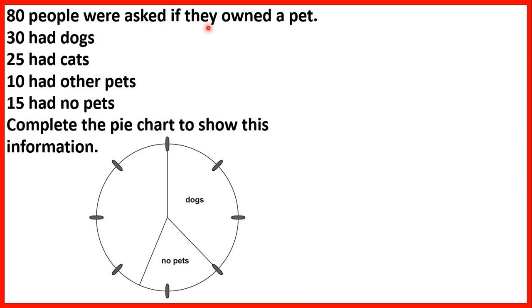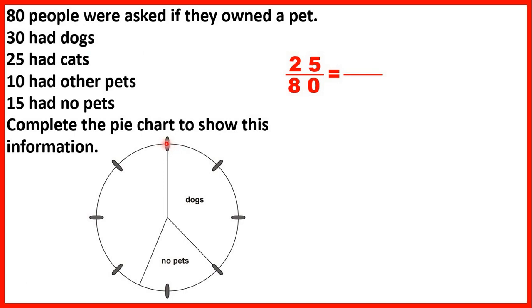80 people were asked if they owned a pet. 30 had dogs, 25 had cats, 10 had other pets, 15 had no pets. Complete the pie chart to show this information. So we know that 25 had cats, so that's 25 out of the 80 people. So we can write that as the fraction 25 over 80.